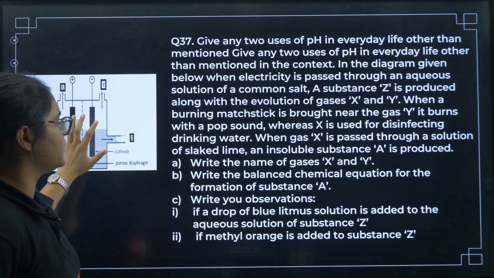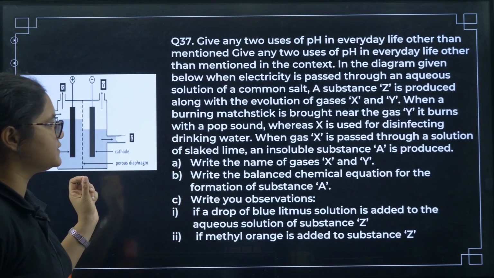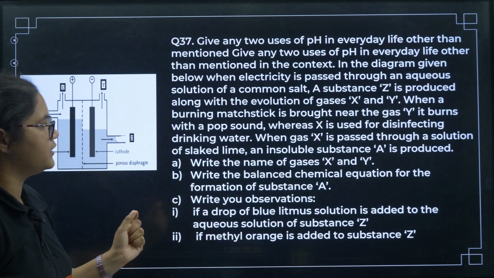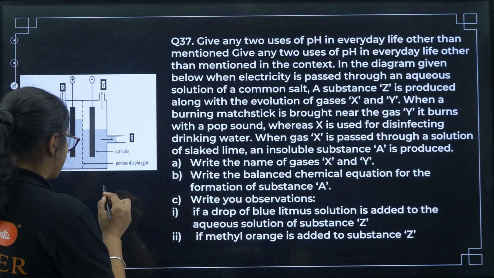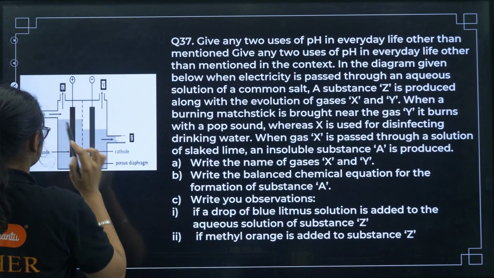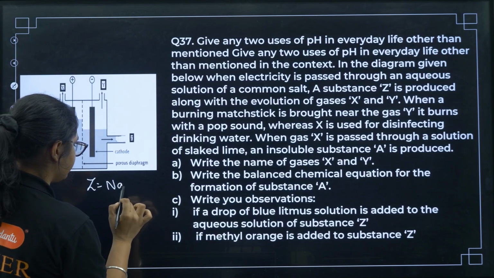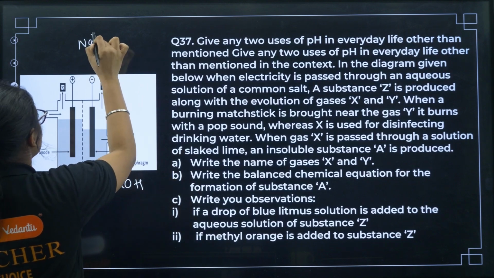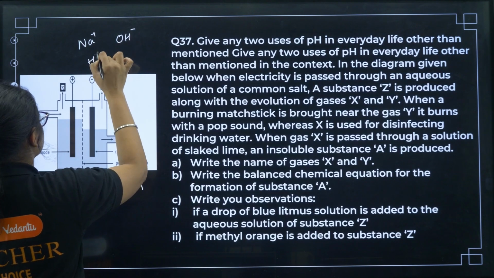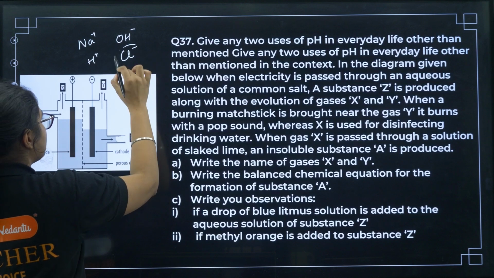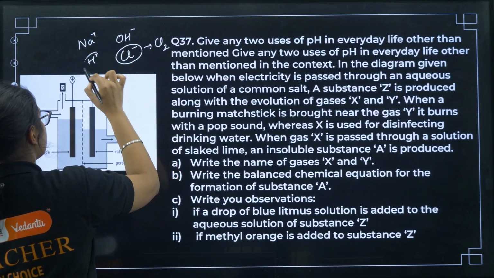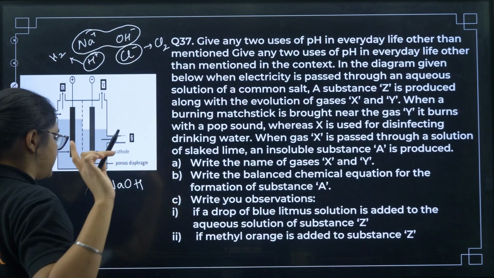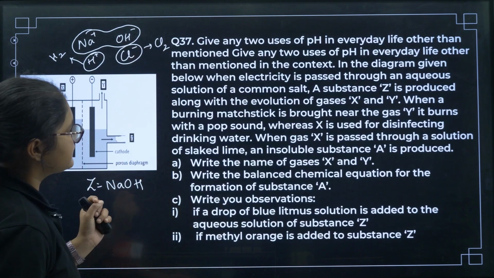Next you can see in the diagram given below, when electricity is passed through an aqueous solution of common salt, that is NaCl, a substance Z is produced along with the evolution of gases X and Y. So that means what? Z is your NaOH, okay, and X and Y are 2 gases. So if you remember, you have Na plus, OH minus, H plus and Cl minus. So Cl minus gets converted to Cl2, H plus gets converted to H2, and then we have NaOH produced there, right?